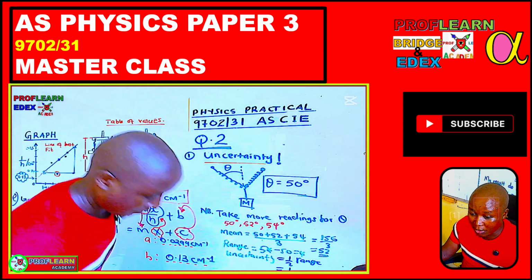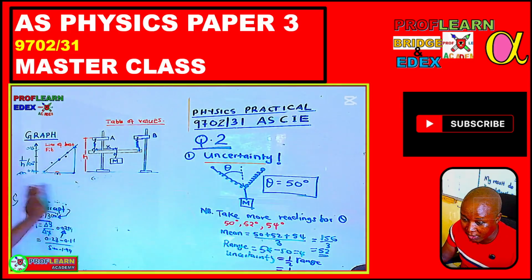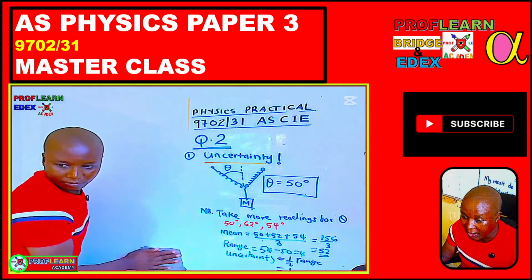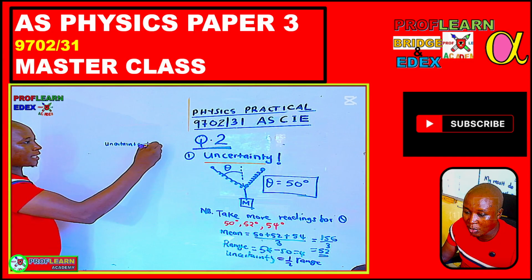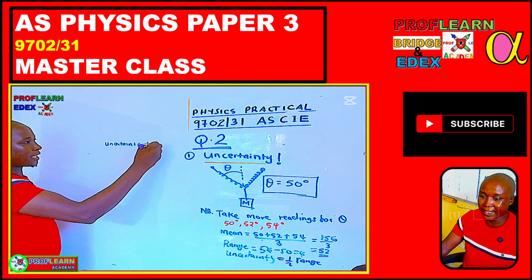Mr. Nick, what you are writing down there, we are not able to see. Can you move it so that we can see exactly what you wrote? Once you have found the mean, also find the range.